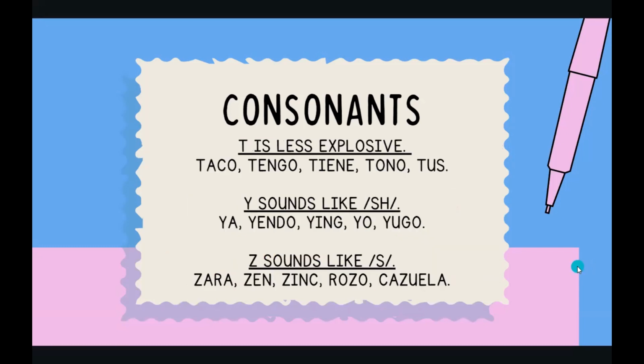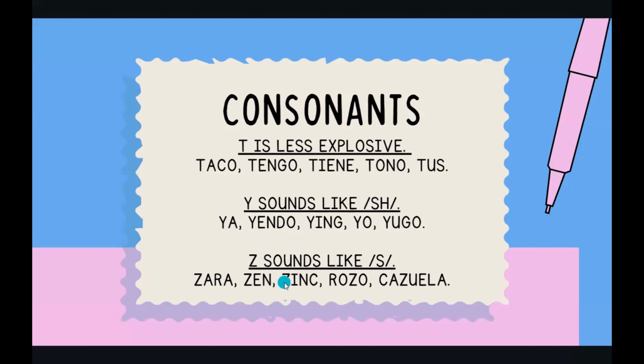That's it. Now, consonant T is less explosive in Spanish and is more implosive. This is not taco, but taco instead. Tengo, tiene, tono, tus. Okay? Not taco, tengo, tiene, tono, tus. It's taco, tengo, tiene, tono, tus. Now, Y will also sound like an SH, all right? This will be read as ya, yendo, ying, yo, and yugo.